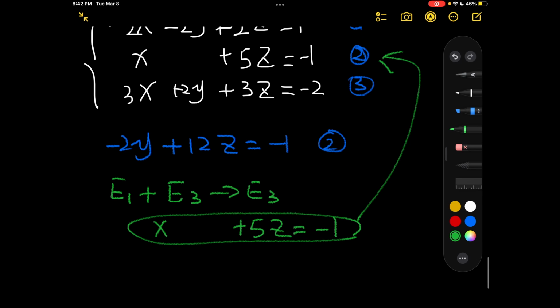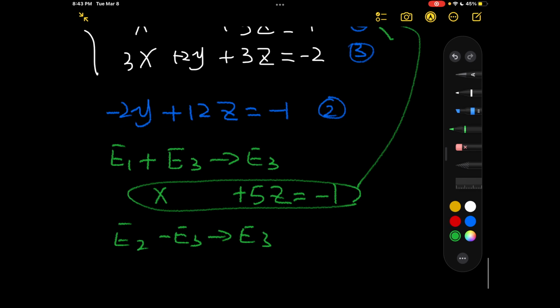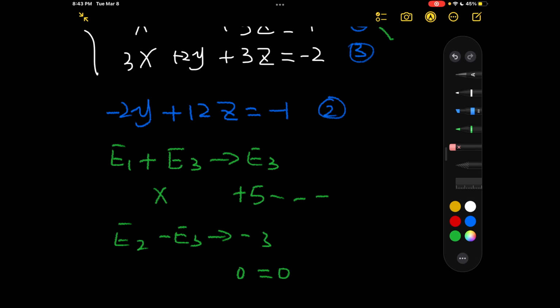Now we can try to eliminate x. We subtract, equation 2 minus equation 3, and replace equation 3. Because they are the same, we get the left side equals 0 and the right side equals 0. So basically we end up with 0 equals 0 for the third equation.